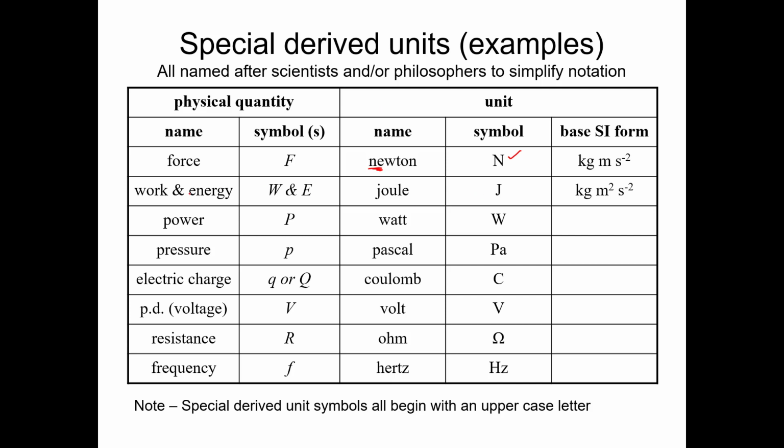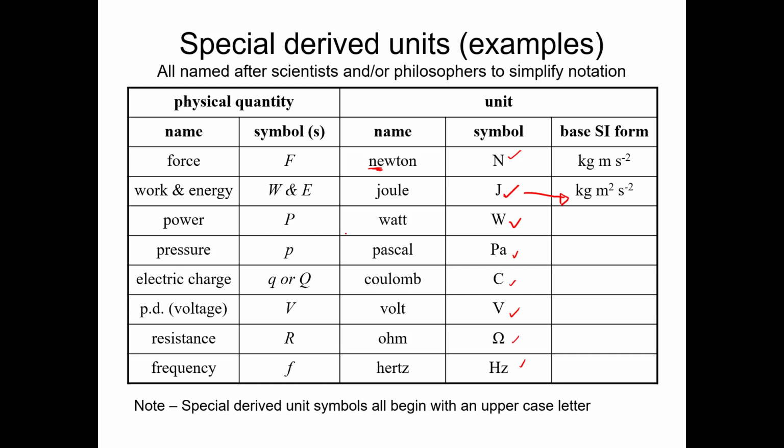Likewise, the SI unit of work and energy is a joule, capital J, and you can express this in terms of the base units as this. We shall see this later on. Then a watt, pascals, coulomb, a volt, an ohm, and then a hertz. All these ones are SI units of these derived physical quantities.